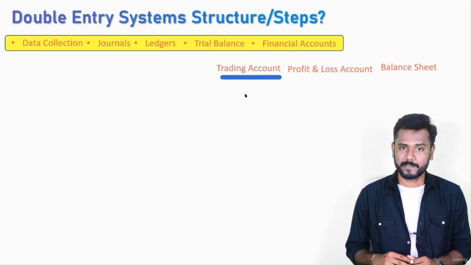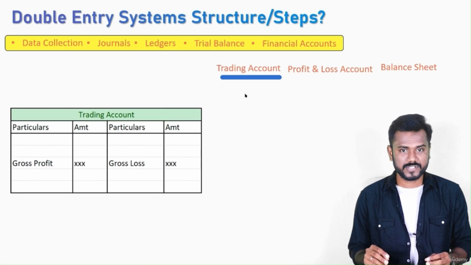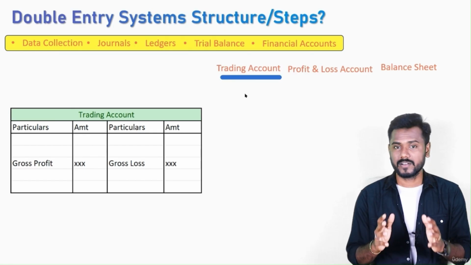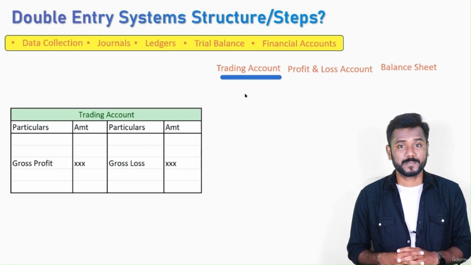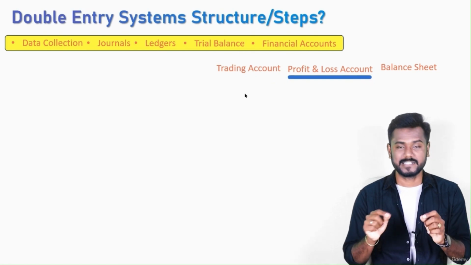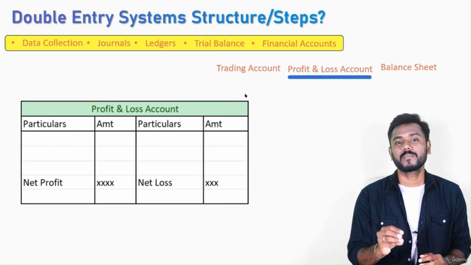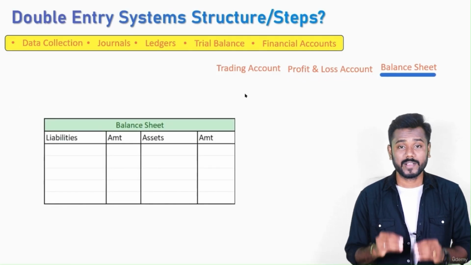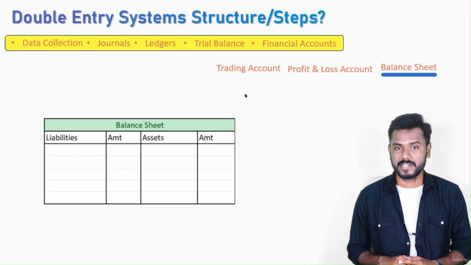Here we have 3 sub-statements. One is known as the trading account. Trading account is a statement which shows the business's gross result. Whether the business is giving you gross profit or gross loss can be known by preparing the trading account. And we have the next statement, known as the profit and loss account. By preparing the profit and loss account, you will come to know your business's net result. Whether the business is giving you net profit or net loss can be known by preparing it. And next you have the balance sheet. By preparing the balance sheet, you will come to know your business's financial status about assets, properties and liabilities.